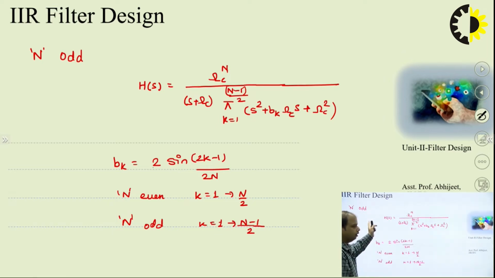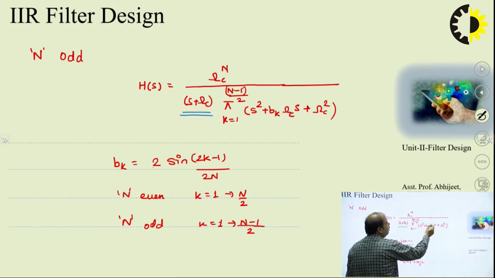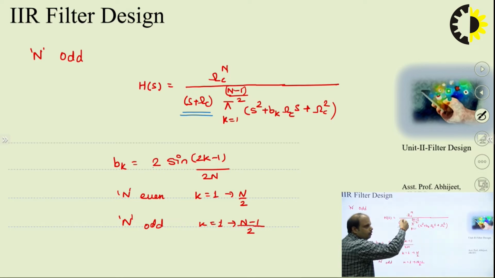Similarly for odd n, we have seen that there is one simple pole at minus omega c, and the remaining quadratic poles will be (n minus 1) by 2 in number. So a continued product of S square plus bk omega c S plus omega c square, and omega c raised to the power n. So we can directly again write the transfer function of a Butterworth filter.